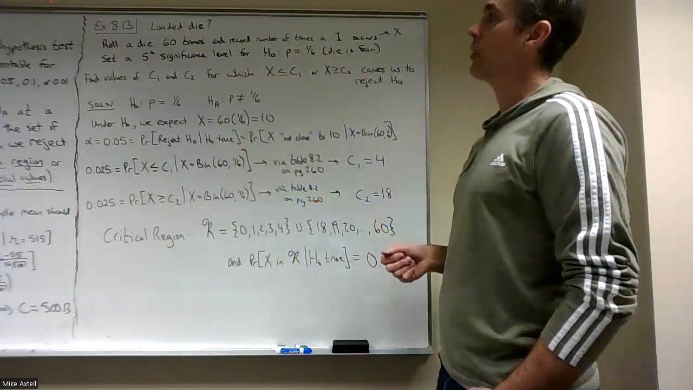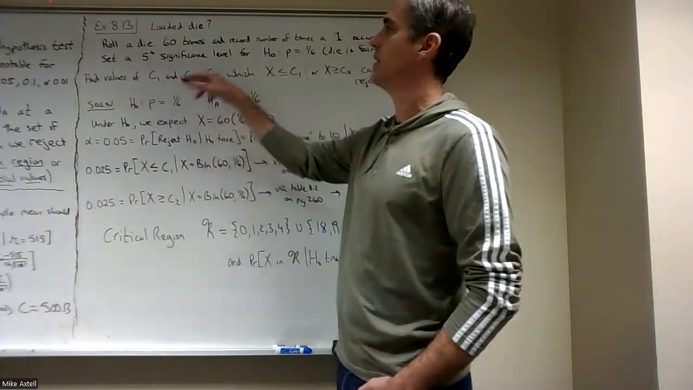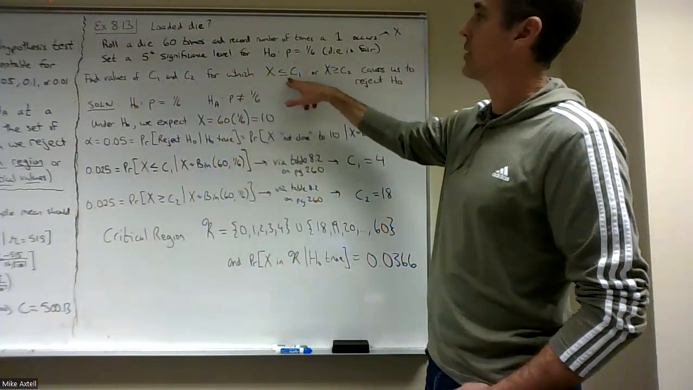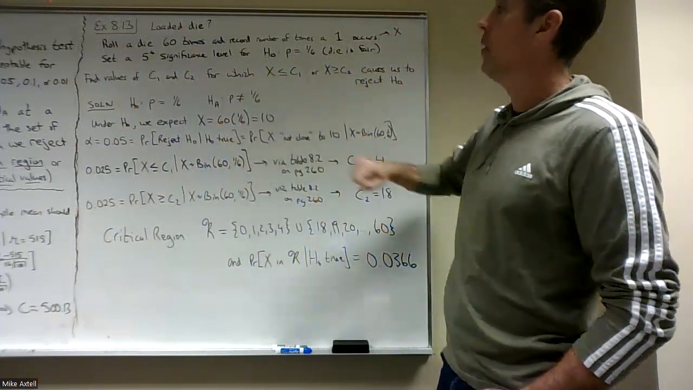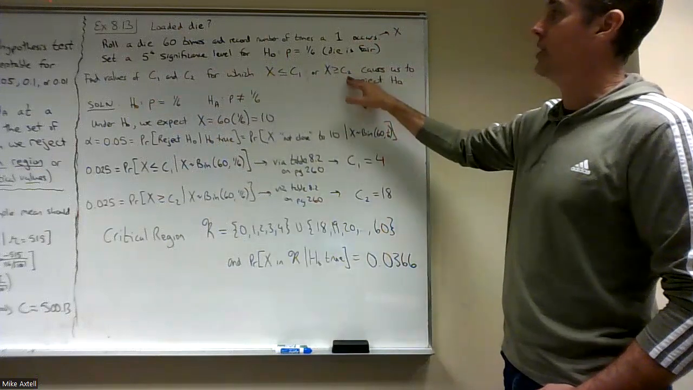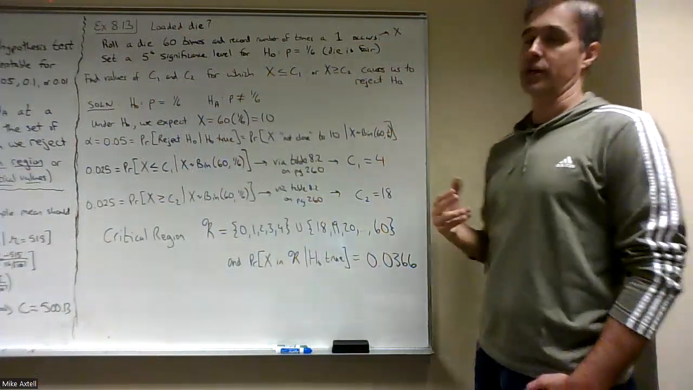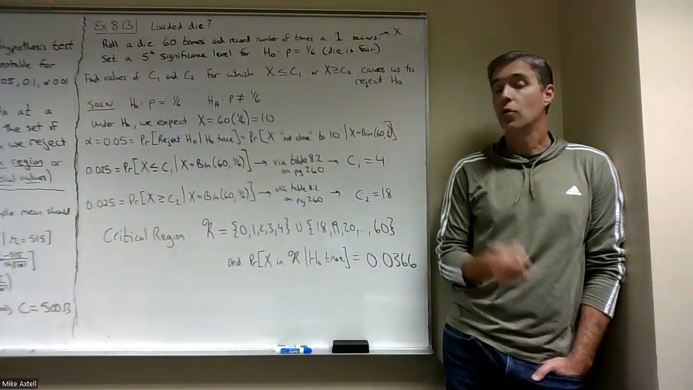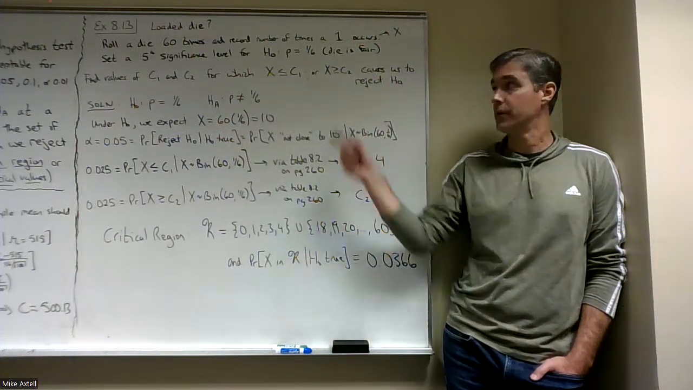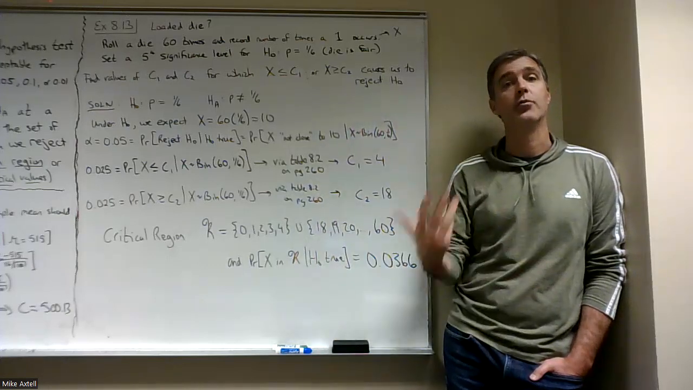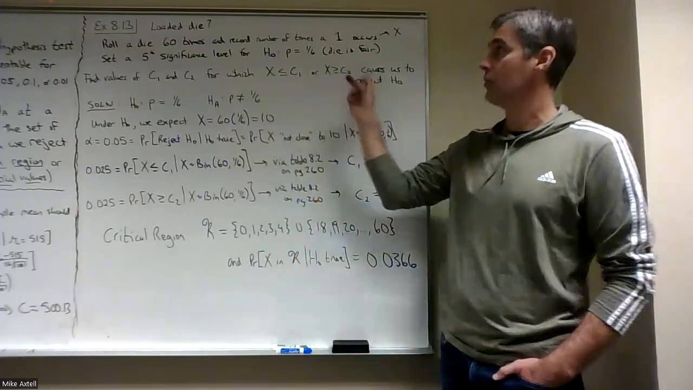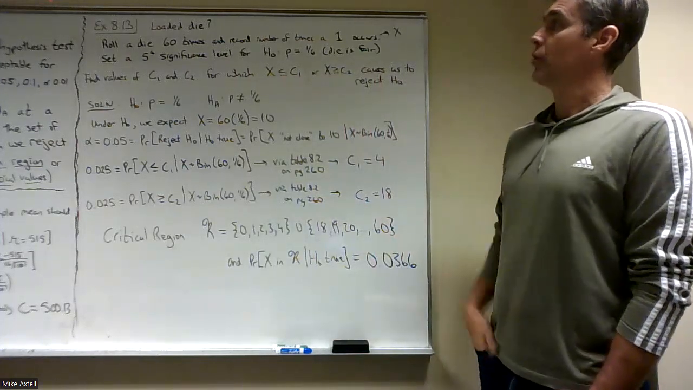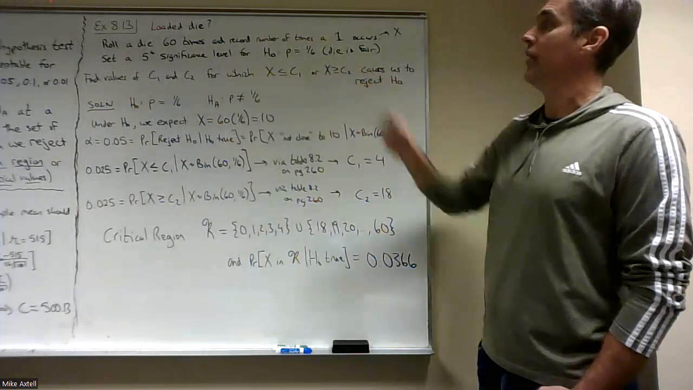Now, what I'm looking for are the values of C1 and C2 such that if I see less than or equal to C1 ones or greater than or equal to C2 ones, it causes us to reject the null hypothesis, because maybe I'm seeing too few ones, or maybe I'm seeing too many ones. So I need to account for both possibilities. Either of those things cause me to reject the null hypothesis. So we need to figure out these critical values.